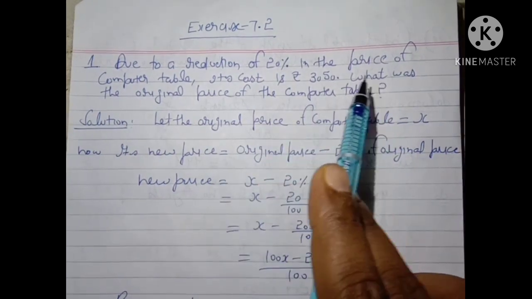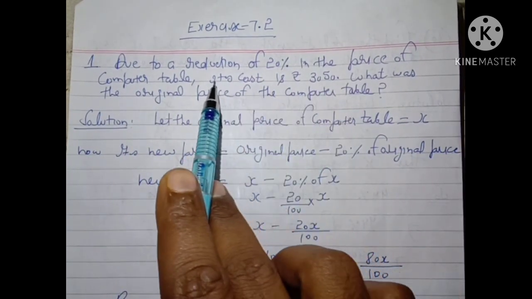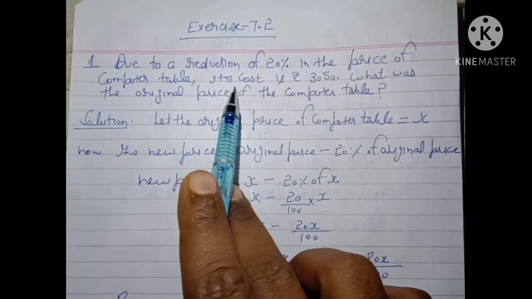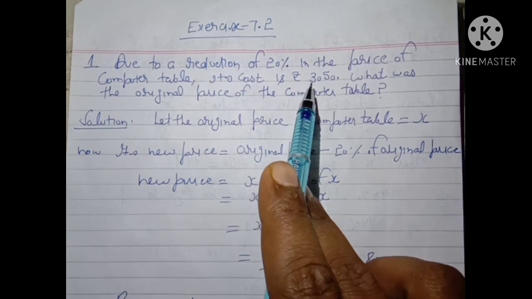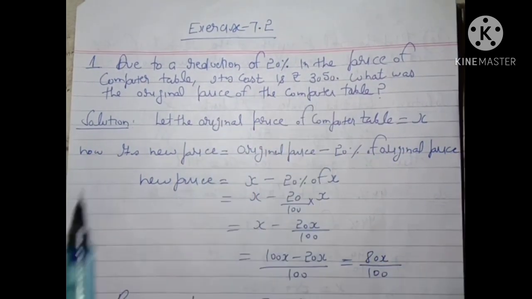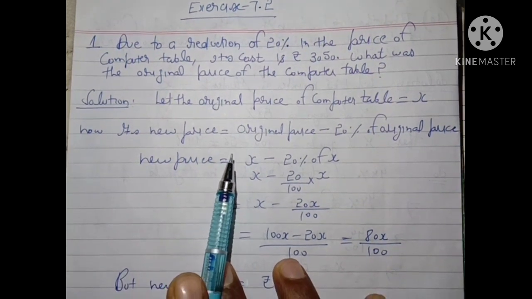So we have to find the original price of the computer table, because after a reduction of 20% in the price, the new cost of the computer table is 3050 rupees. Okay, it is a very simple sum. How can we start this sum?